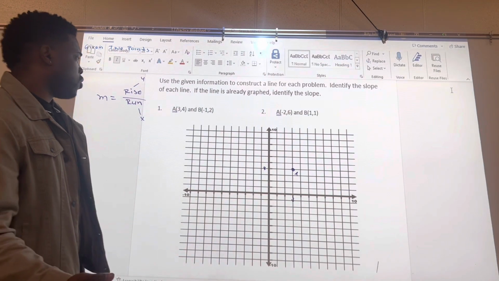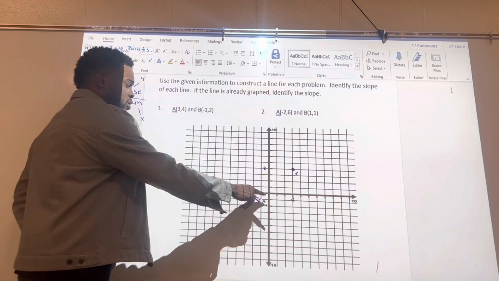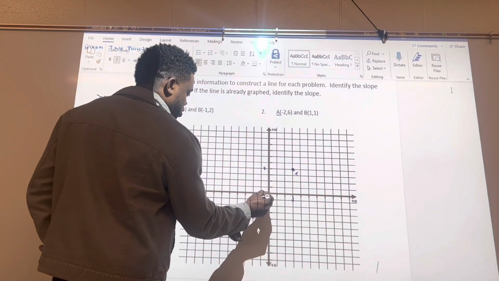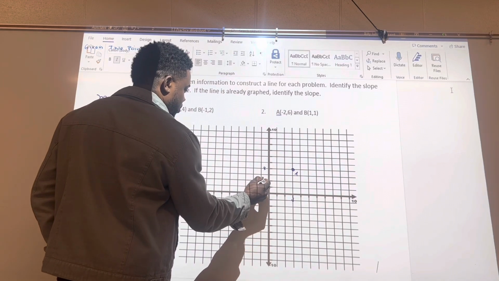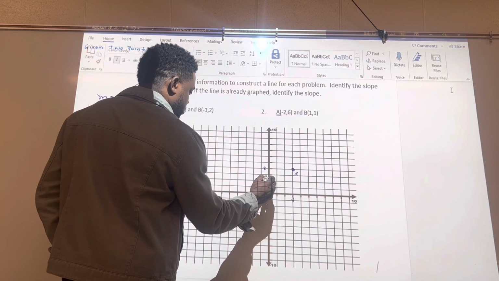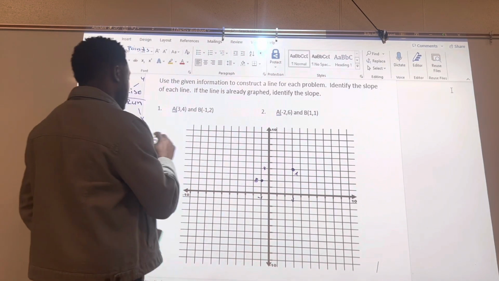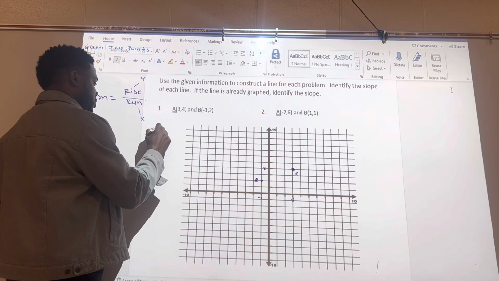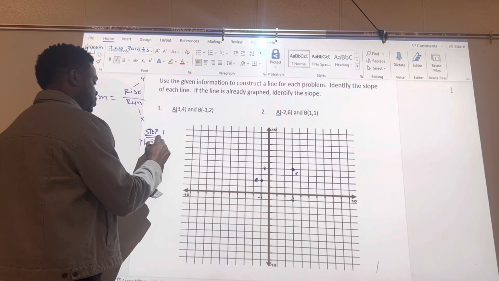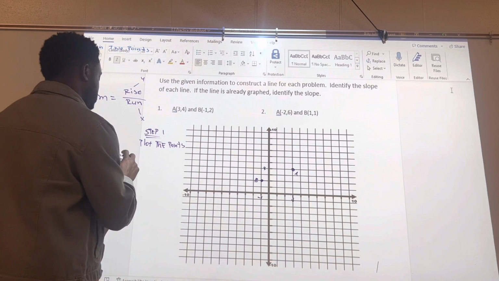Now we can also go ahead and plot point B. You notice that you have to go 1 unit to the left and 2 units up, meaning that your point is going to be over here. So this is your point B. So the next thing you do, step 1, is plot the points. So this is step 1.